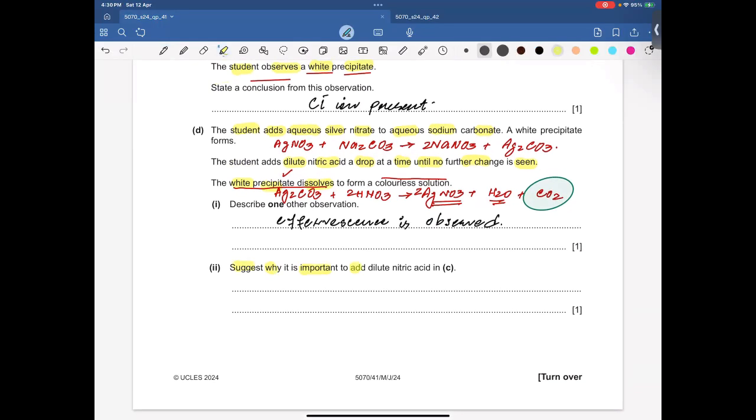Suggest why it is important to add dilute nitric acid in C. Dilute nitric acid. Why are we adding dilute nitric acid in this scenario?